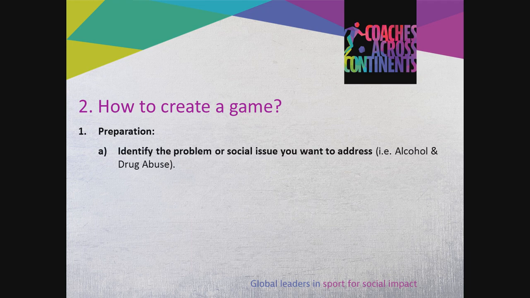So first, what you would need to do is identify the problem or social issue you want to address. For this example, I chose alcohol and drug abuse. So you would basically see that, for example, alcohol and drug abuse is an issue in your community, and that would be the first step. So look closely at what problems or challenges or questions your players, your team, have, or things that you can witness in your day-to-day life, and then you can start with the first step.